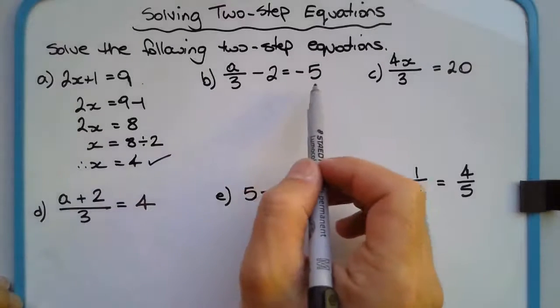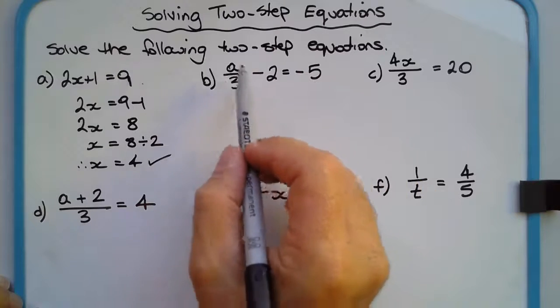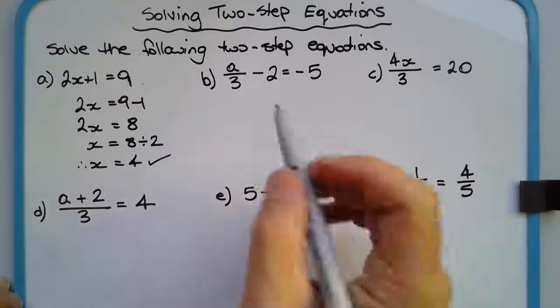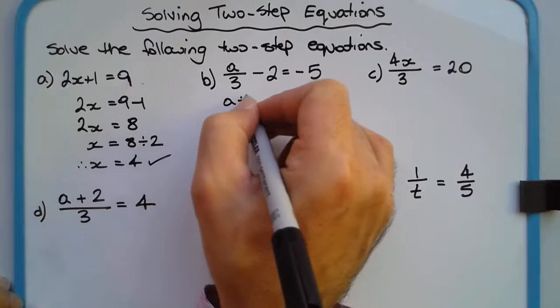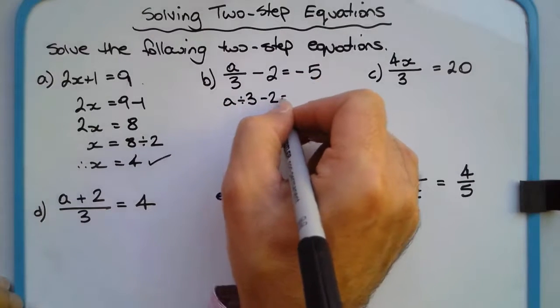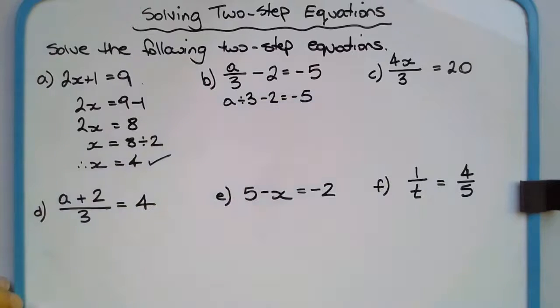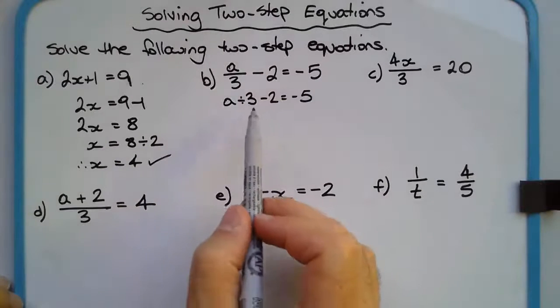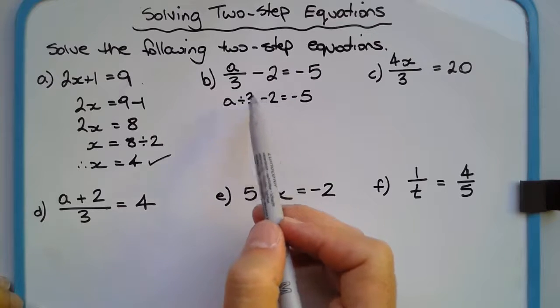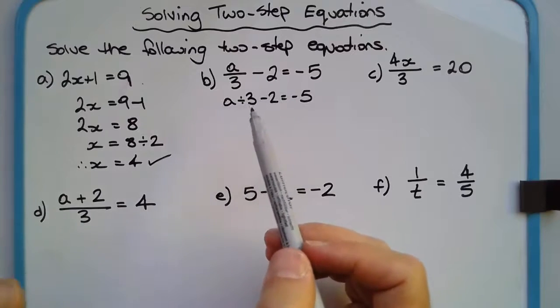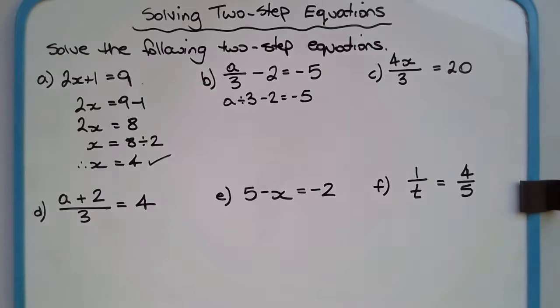A over 3 minus 2 equals negative 5. Now, when we have a fraction written like this, really it's division. So I'm going to write it again, but using the division symbol. A divided by 3 minus 2 is equal to negative 5. Again, according to BIDMAS, the minus is done after division, so we're going to reverse that and do it sort of backwards. That's really what we're doing.